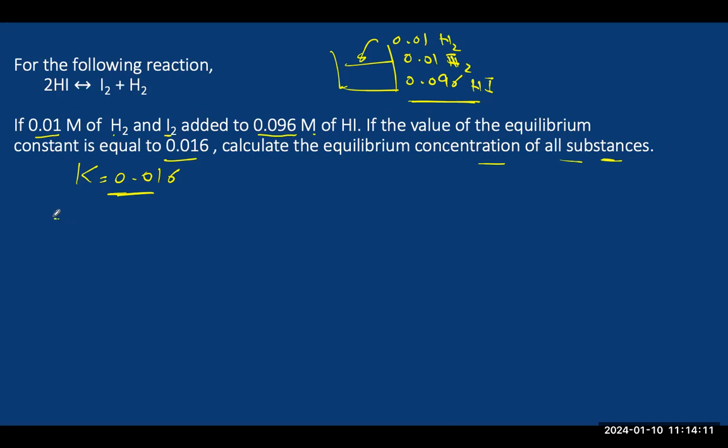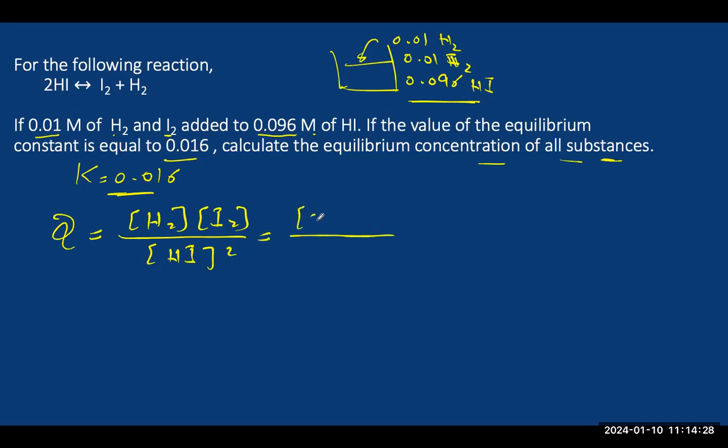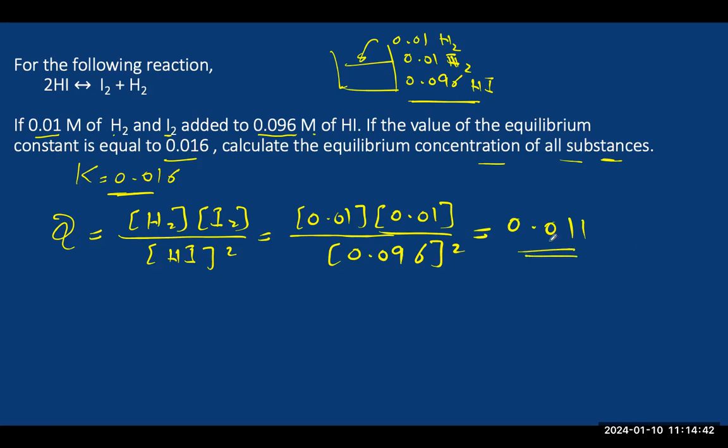So what we're going to do first is use the initial concentrations to calculate the quotient Q, which has the same expression as K but different values. It is products over reactants, so we have two products and one reactant. So it will be 0.01 times 0.01 over 0.096 to the power of 2, and this gives you 0.011. This is the value for Q. Now we need to compare this value to K. K is 0.016. We find that Q is less than K.